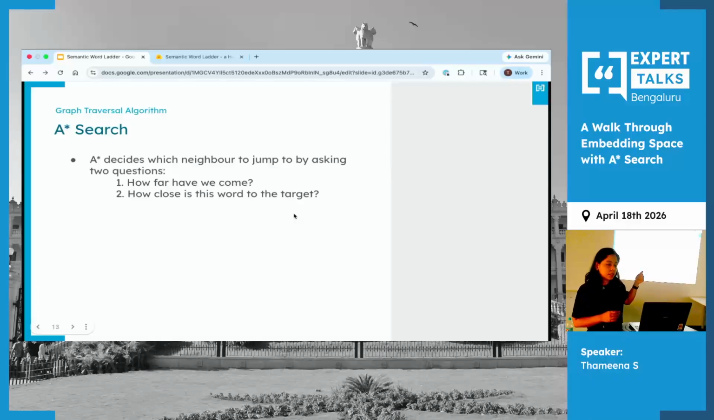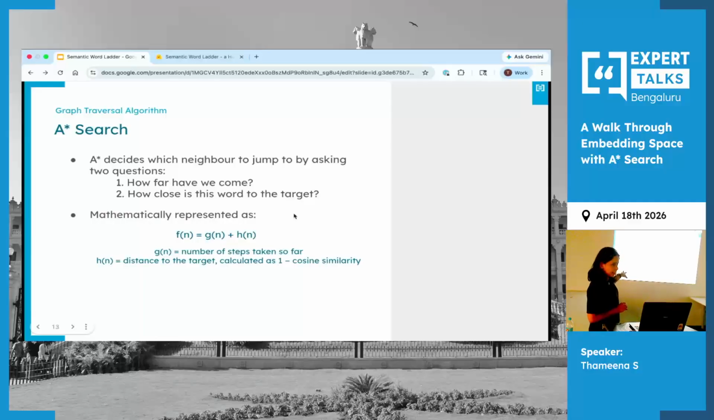And how A-star search works is, at every step, it asks 2 questions. 1, how far have we come? And 2, how close is this to the target? Okay, so mathematically, it is represented as something like this. f(n) = g(n) + h(n), where g(n) stands for how far we have come, or the number of steps taken so far, and h(n) is the distance to target, or how close this word is to the target word. So when I say the word close, in our context, it is the cosine similarity, right? If we have to figure out how close we are to a word, we calculate the cosine similarity.